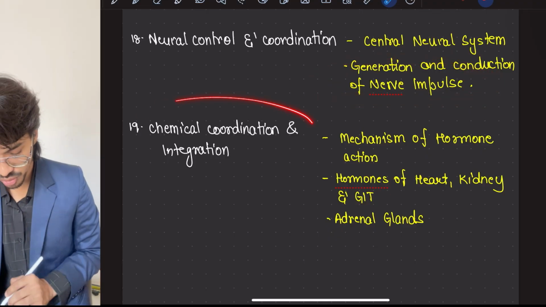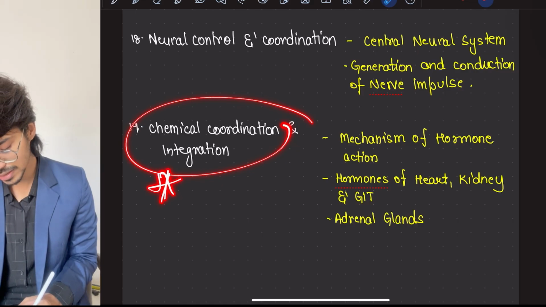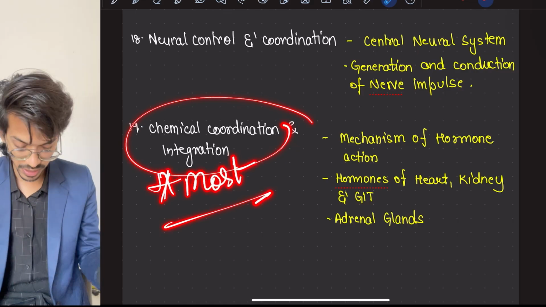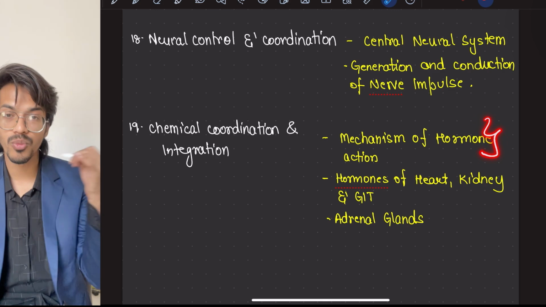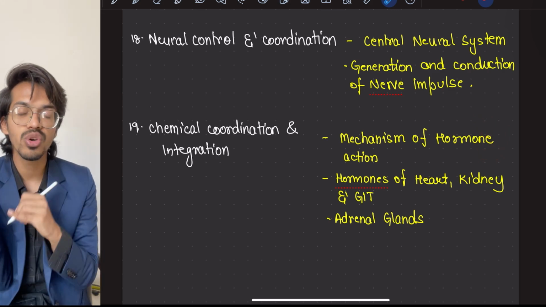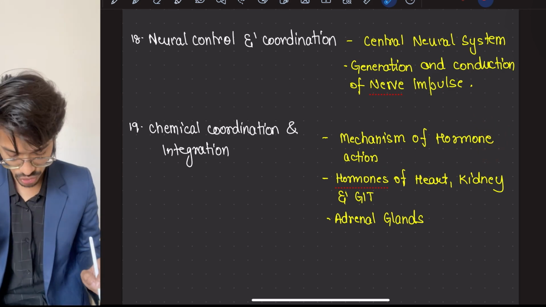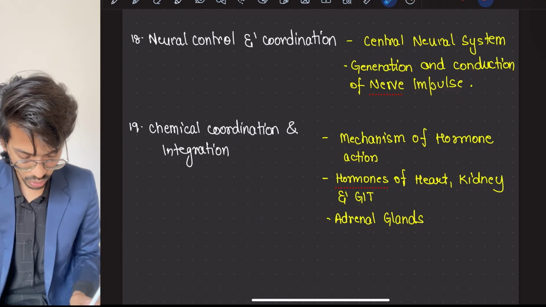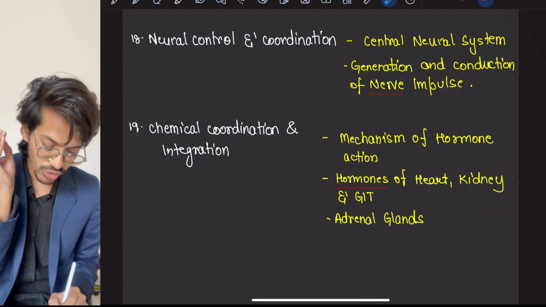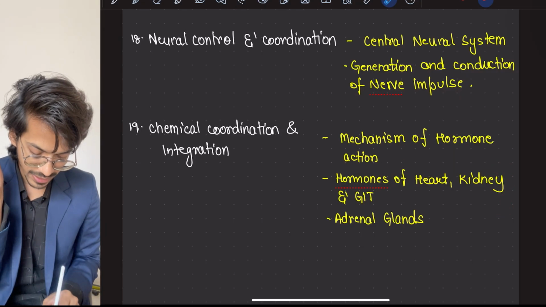Then chemical control and coordination, it is the most important chapter out of all. Most questions will come, especially the mechanism of hormone action, and on that basis which hormone is which type can be asked to you. Match the following can also come. Then the hormones of the kidney and GIT, especially the GIT. 4 hormones are present in the GIT.